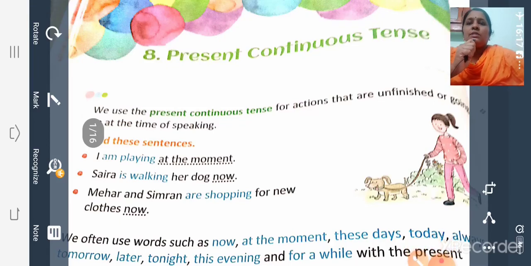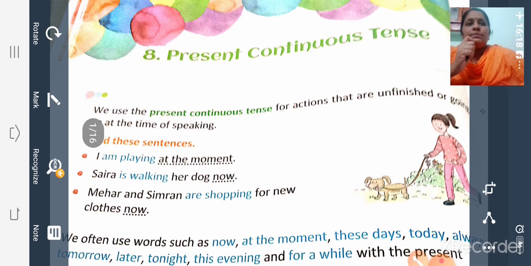Today we are going to study present continuous tense and present perfect tense. Okay, grammar lessons 8 and 9. Present continuous tense and present perfect tense.